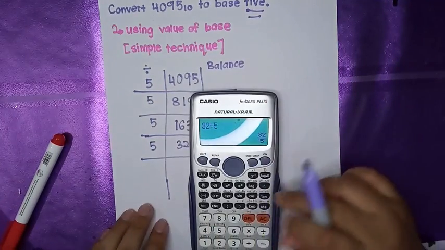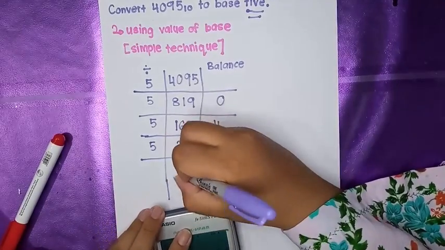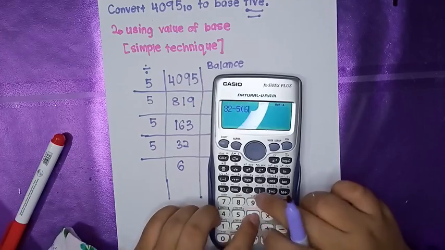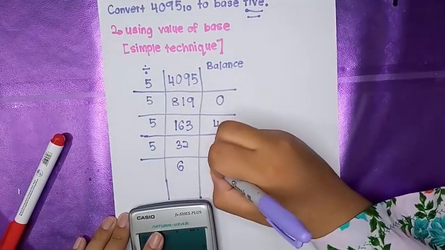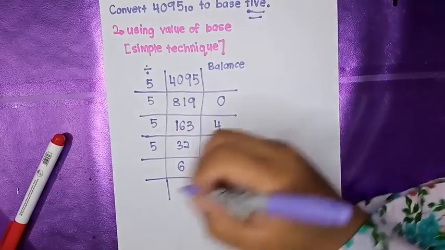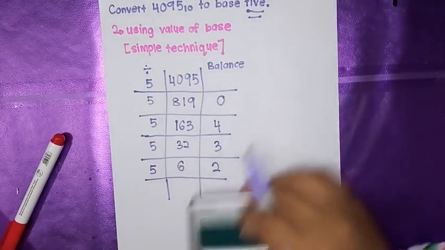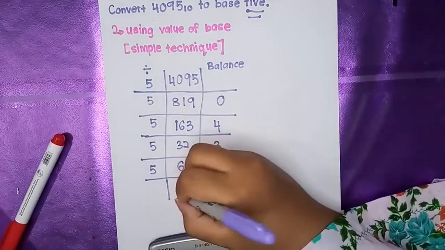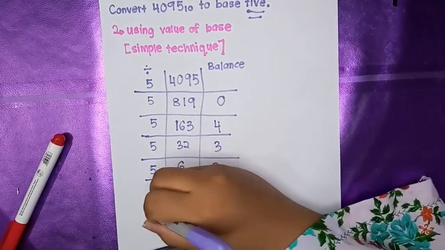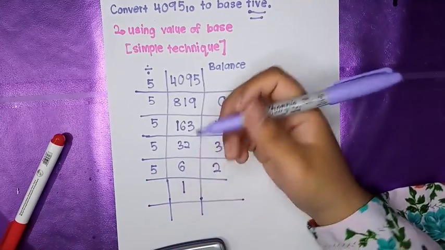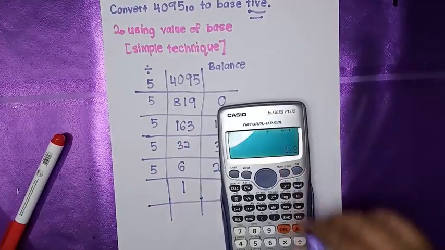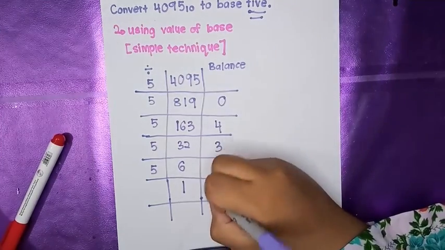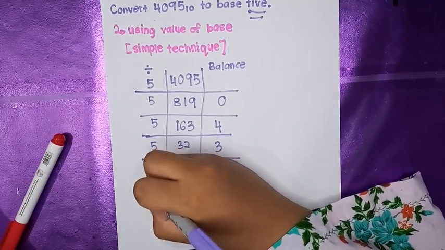32 divided by 5, 6. Okay, balance 32 minus 5 times 6, 2. Okay, divide again by 5. 6 divided by 5 is 1. Okay, and then for the balance, 6 minus 5 times 1, which is 1. And then we divide by 5 again.